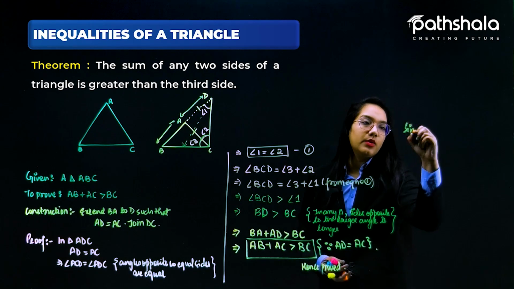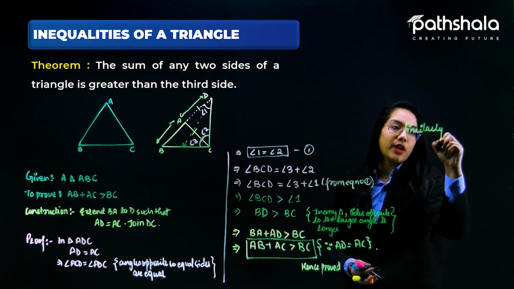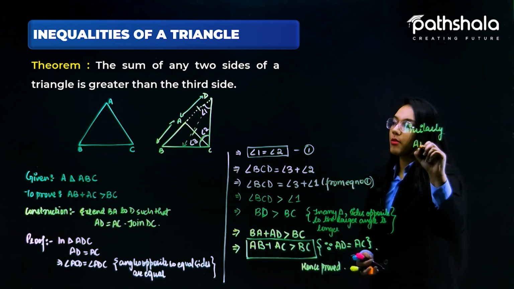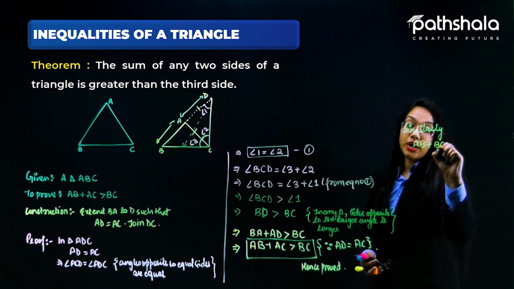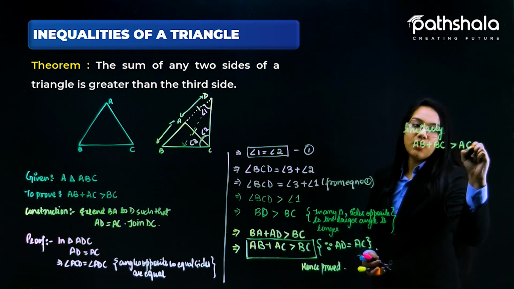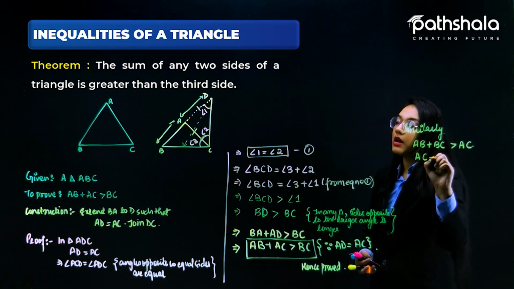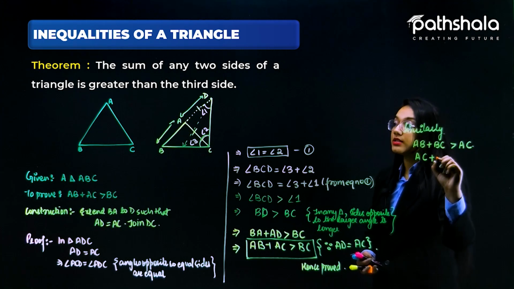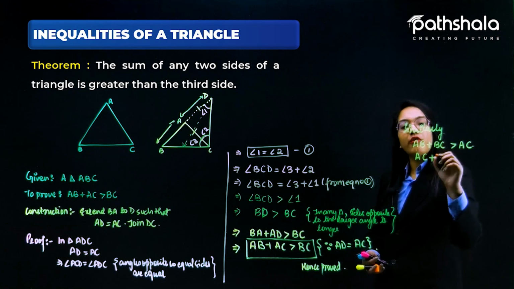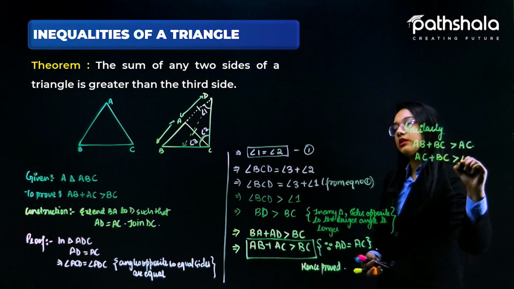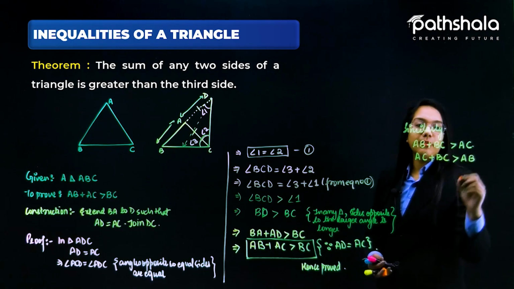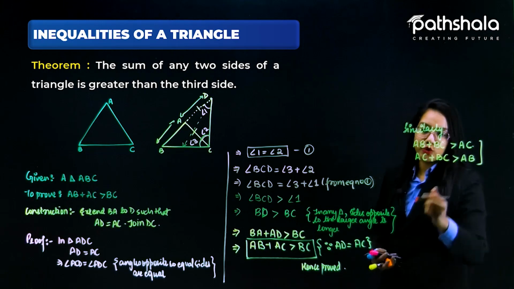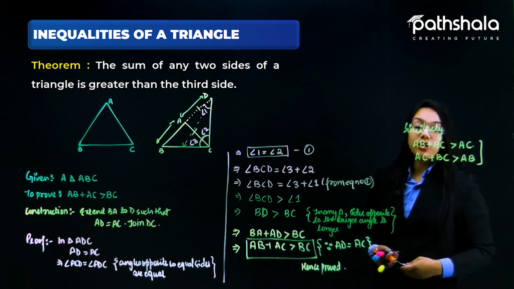Similarly you can prove that if we take the sum of AB plus BC, it comes out to be greater than AC. Or if I take the sum of AC plus BC, or CA plus BC, then it should be greater than AB. In a similar manner you can prove this as well. So this is all about this theorem.